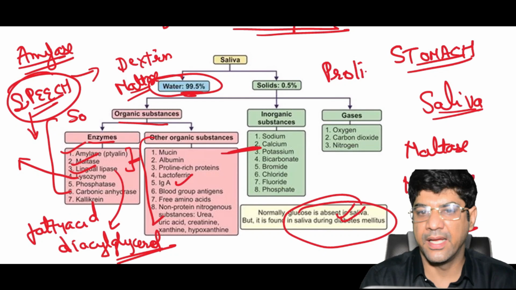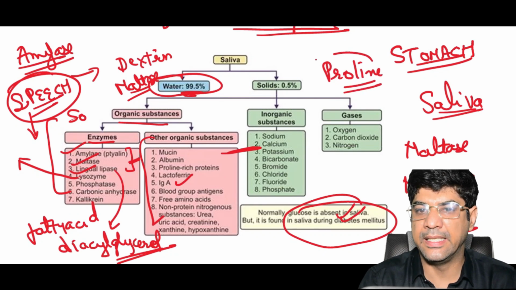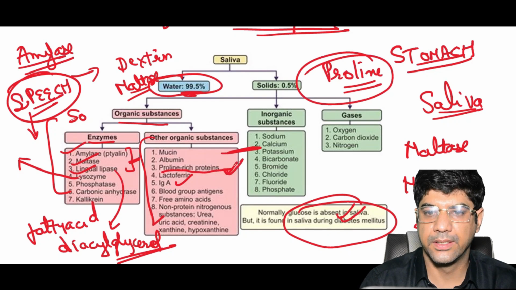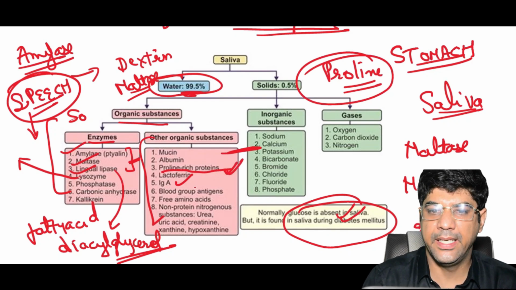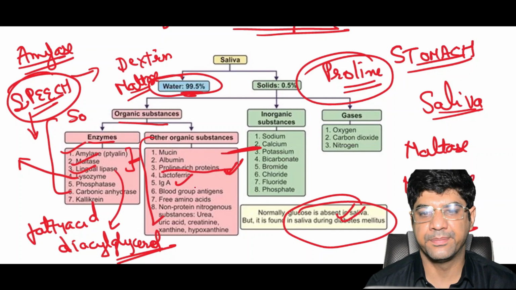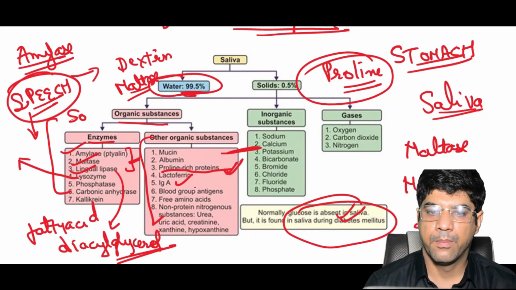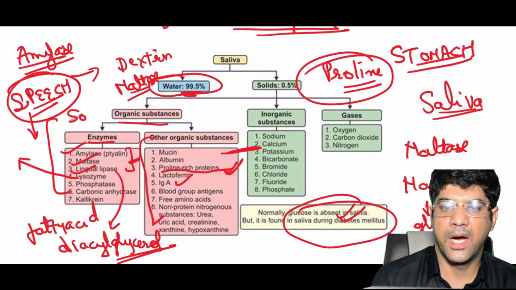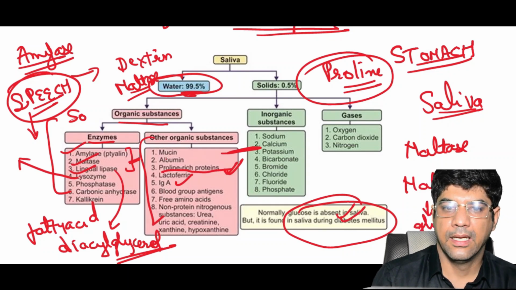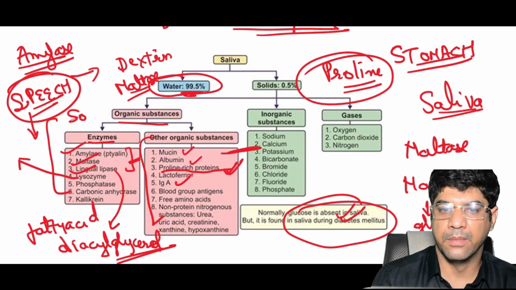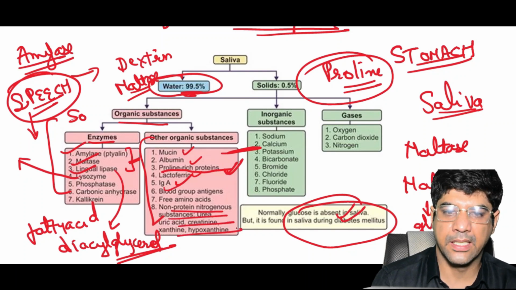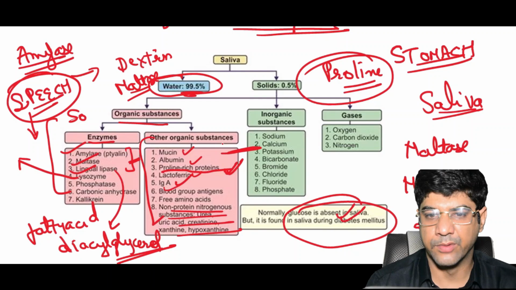Now remember, how does saliva protect you against toxins like tannins? Saliva has proline-rich proteins that have the ability to neutralize toxic substances like tannin, which are present in many foods like fruits. Apart from that, other organic substances are mucin, albumin, lactoferrin, IgA. So these are the non-enzyme substances that could be present as well.